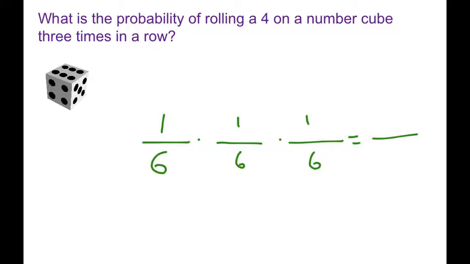Multiply across. 1 times 1 times 1 is 1. 6 times 6 times 6 is 216. 1/216. Okay, very little chance.